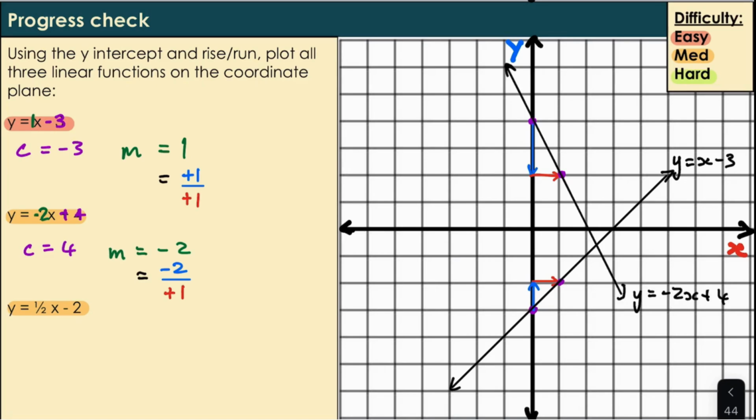Our last function, y-intercept is negative 2. Slope is the number in front of x, which is a half. And we express that as rise over run. We plot our points, y-intercept of negative 2 over here. Our rise was positive 1, so we go up 1. Our run was positive 2, we go to the right 2 places. We put a purple point over here. We have our 2 points. I'm just going to use a purple line so that you can see this one. A purple line is the function y equals a half x minus 2. And that is how we plot linear functions using the y-intercept and rise over run.